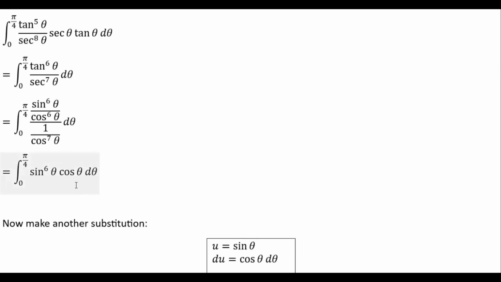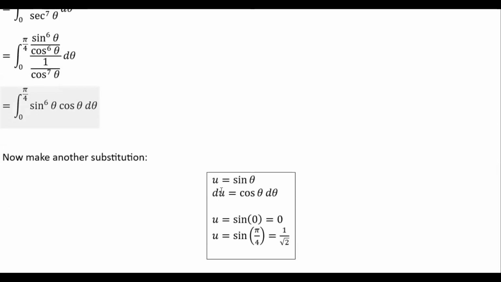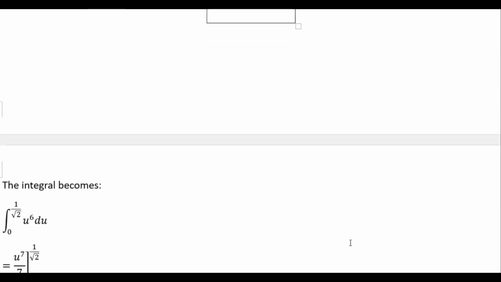This is a typical trig integral. There's an odd power, or both of them are odd powers. So in this case, it's probably easiest to just make u be sine theta, and du is cosine theta d theta. And then it's a definite integral, so we got to change our limits again. Okay, so the integral becomes this. And this is just simple power rule and the fundamental theorem of calculus after that. So that's the answer. Okay, so multiple techniques used here.